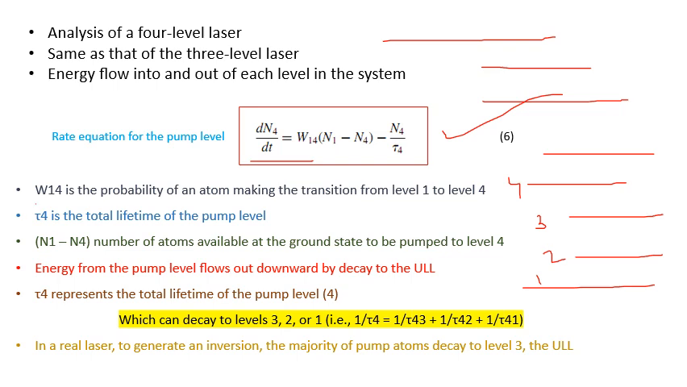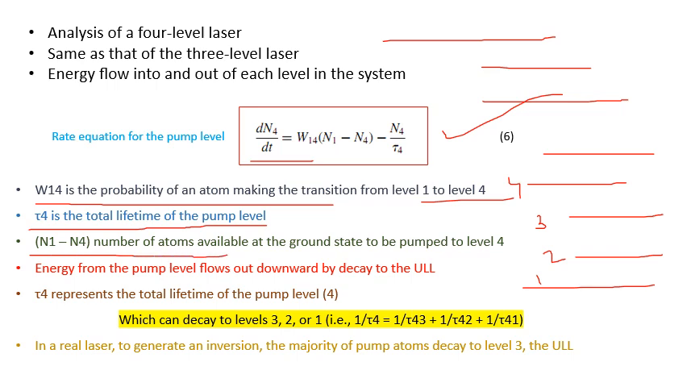So W14 is the probability of atom transition from level 1 to 4. Tau 4 is the total lifetime, and N1 and N4 is a difference. These are the atoms available at the ground, and this is subtracting, which is supposed to be pumped to level 4.